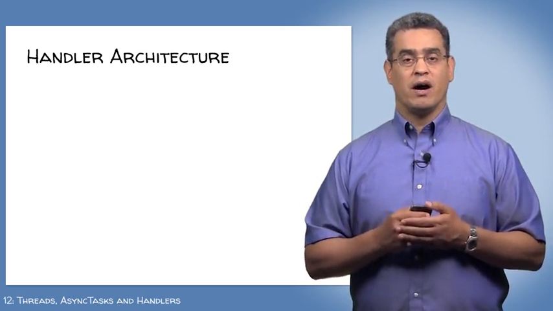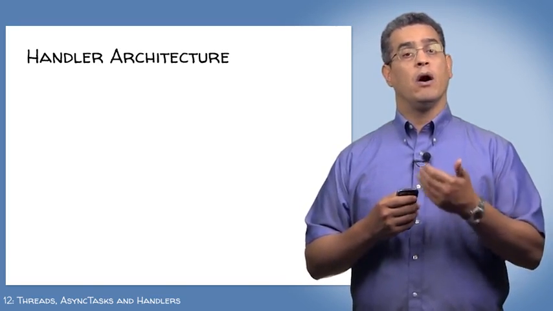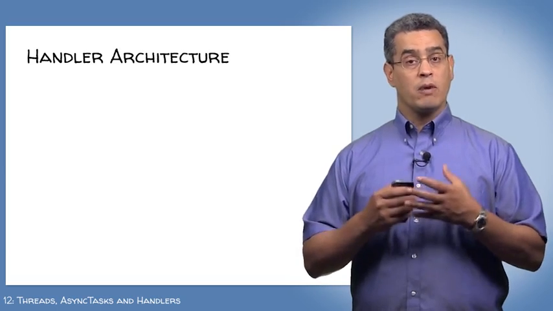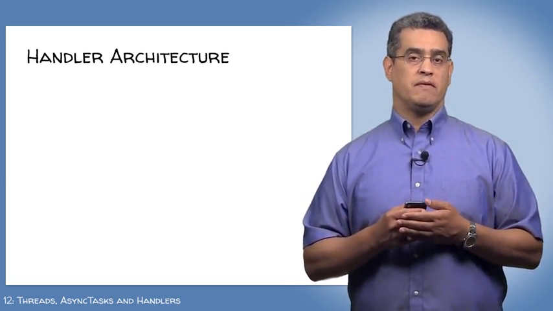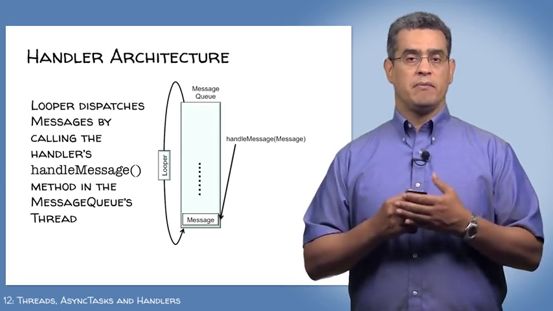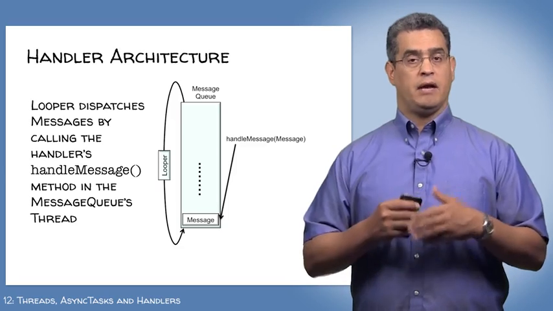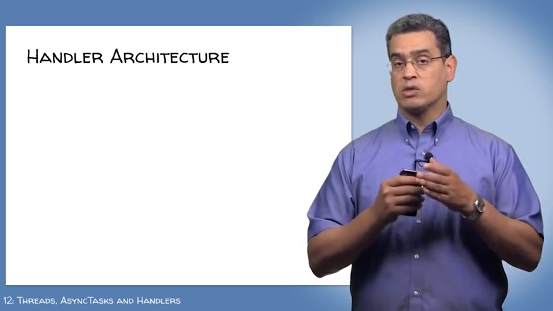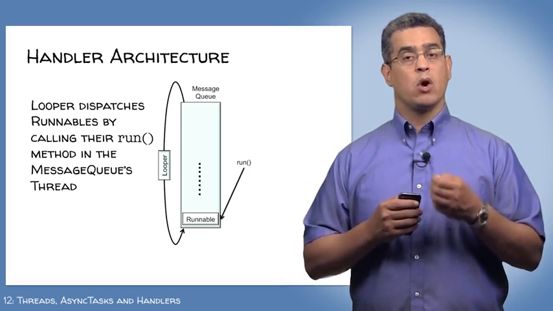Now, while all this is going on, the looper object is sitting there just waiting for work to appear on the message queue. And when that work does appear, the looper reacts in one of two ways depending on the kind of work that has just arrived. If that work is a message, the looper will handle the message by calling the handler's handleMessage method and passing in the message itself. If instead that work is a runnable, then the looper will handle it by simply calling that runnable's run method.